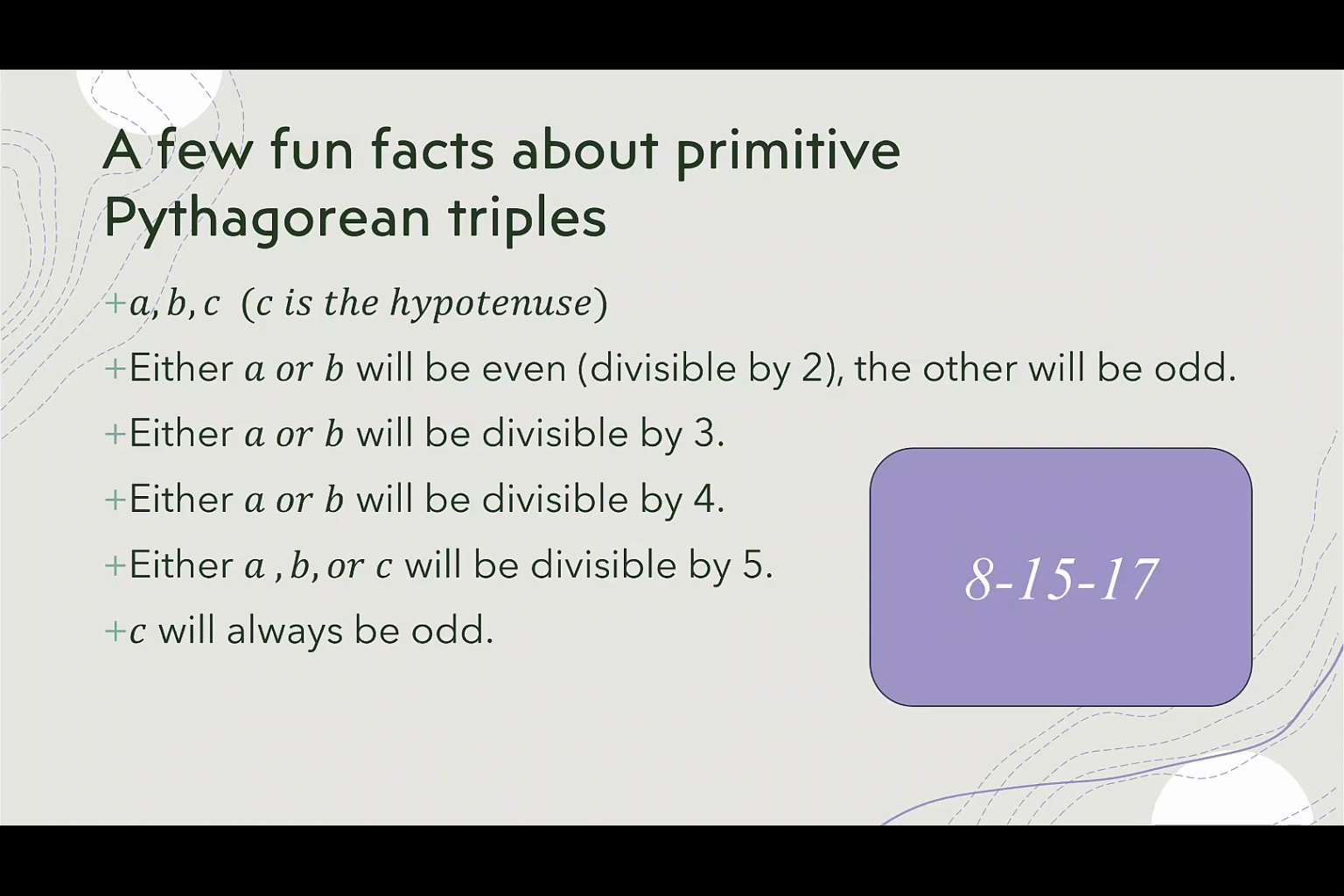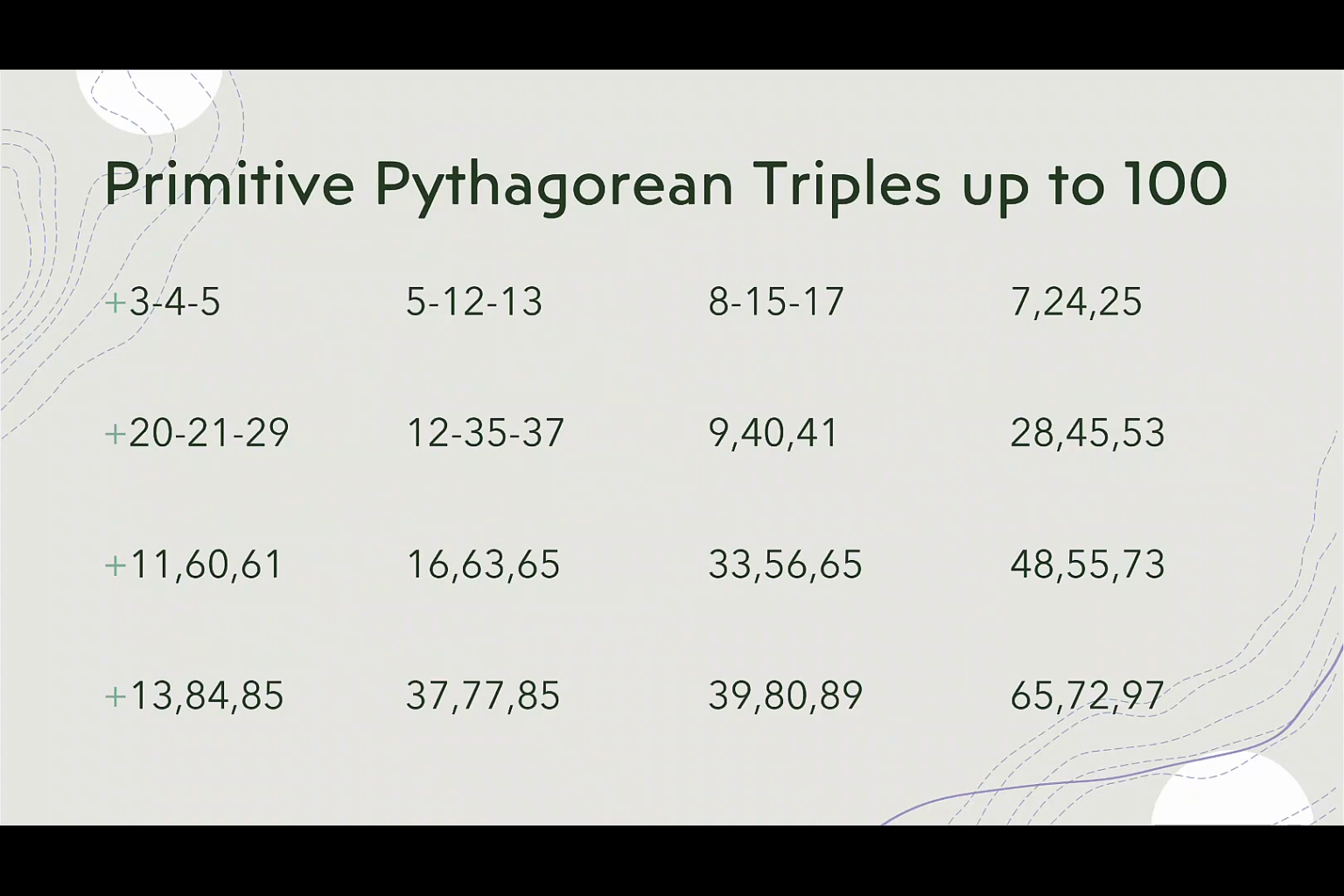If you want to look at more primitive Pythagorean triples, I wrote all the triples up to 100 on this slide. There are many other primitive Pythagorean triples. In fact, there are infinitely many. Knowing the smaller ones like 3, 4, 5; 5, 12, 13; 8, 15, 17; and maybe even 7, 24, 25 will help as you study trigonometry.